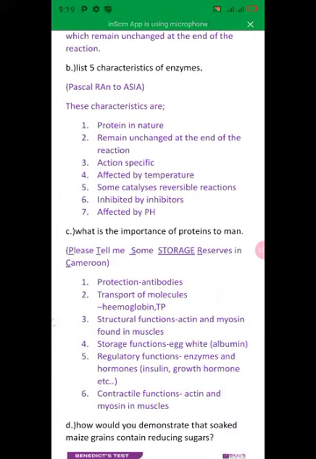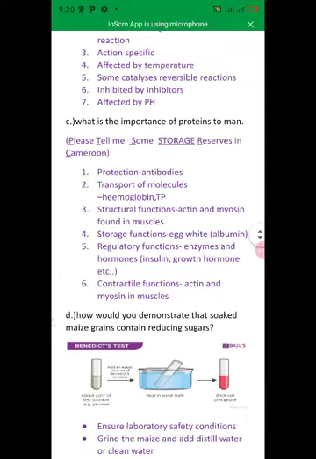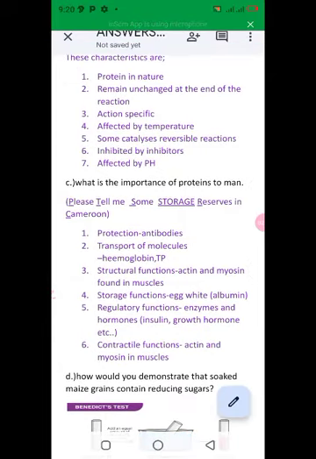The next question is asking us about the importance of proteins in man. We know protein is one of the vital molecules that is necessary for the building of man itself, because some of the proteins are needed for the fabrication of antibodies, are the main constituent of transport molecules, and the like. So talking about importance, we are going to talk about protection, transport, structural functions, storage functions, regulatory functions, contractile functions.